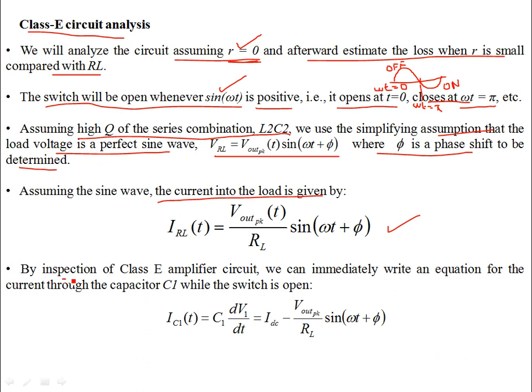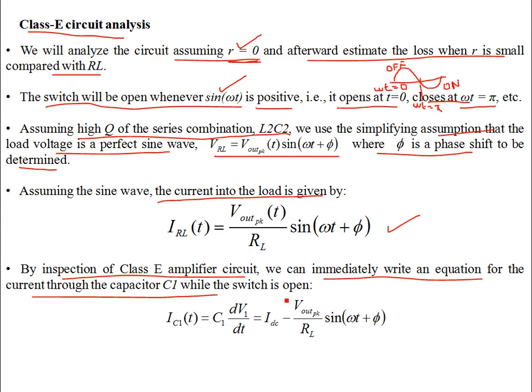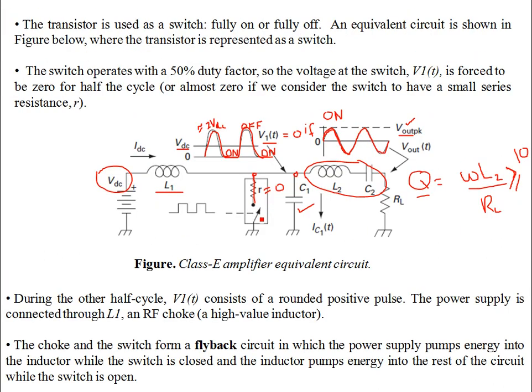Okay. So by inspection of the class E amplifier circuit, you can immediately write an equation for the current through the capacitor C1. So let's see where C1 is. This is where C1 is, and once the switch is open, that means C1 is not shorted out. So you have a current IDC through L1, through the choke.